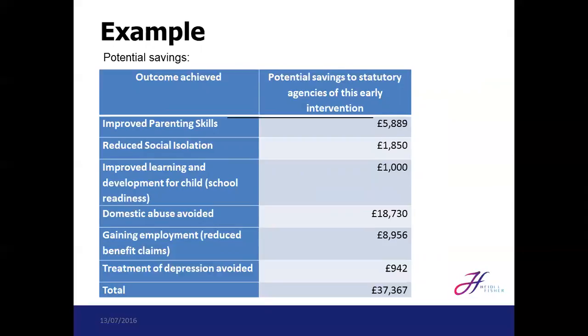So in total for this work, for this one individual and their family, their potential savings for statutory agencies are £37,367. So it's showing you how, if you incorporate this kind of financial information into your case studies and your social impact reporting, how powerful you can make your case studies, because the amount of money that you could potentially save is actually huge.